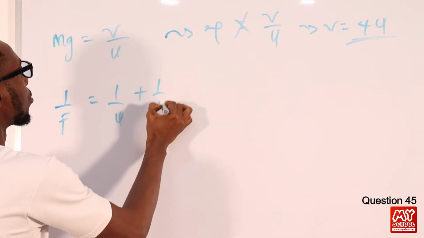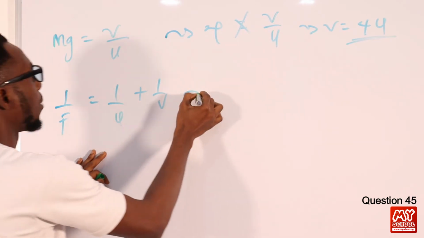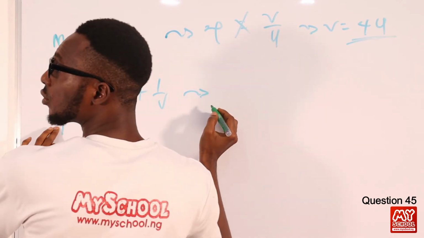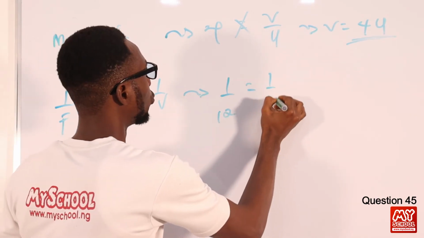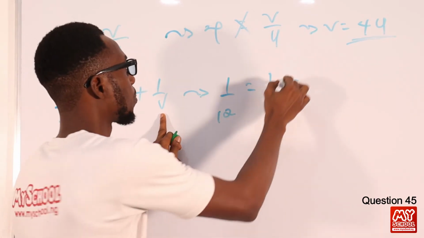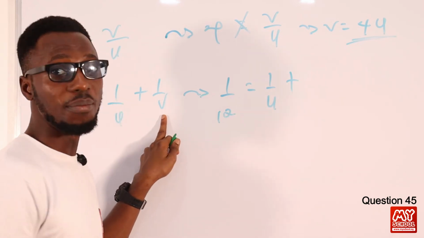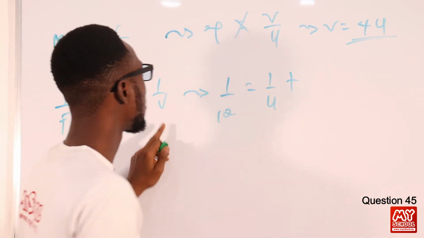So we are looking for this. That means 1 over F, the F is actually 12. So that is 1 over 12 equals 1 over U, oh, this is plus, please, since it is a real image, plus 1 over V.